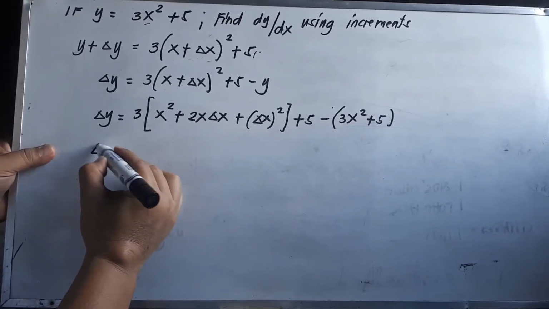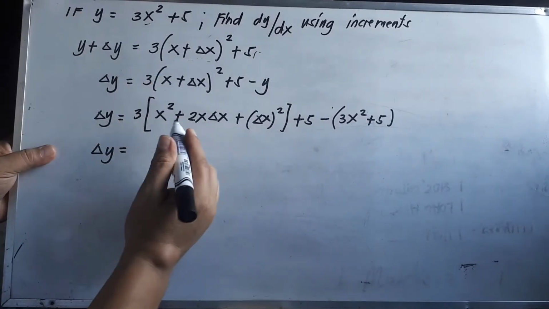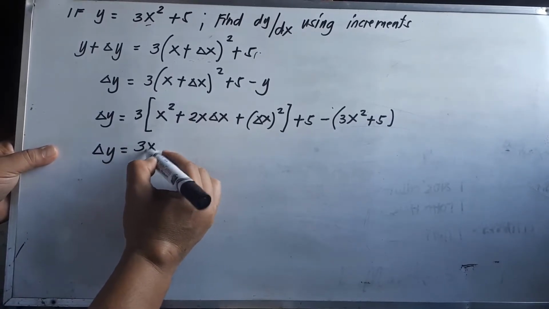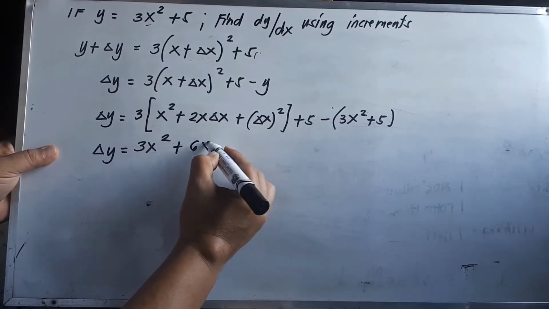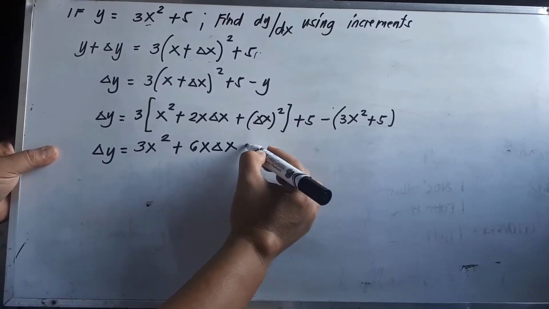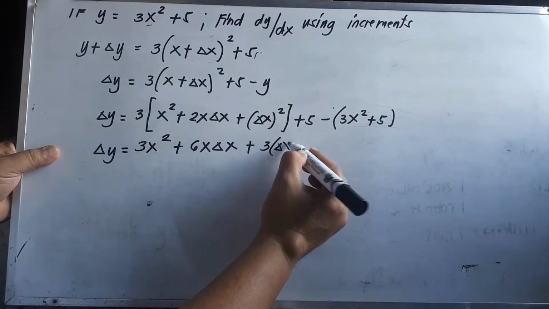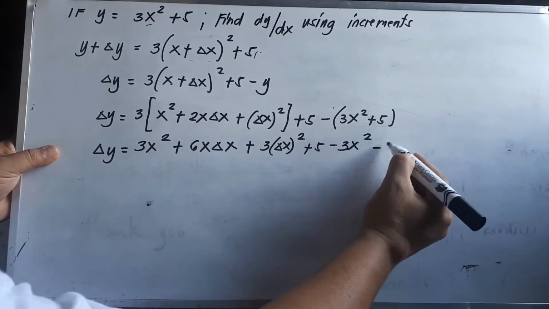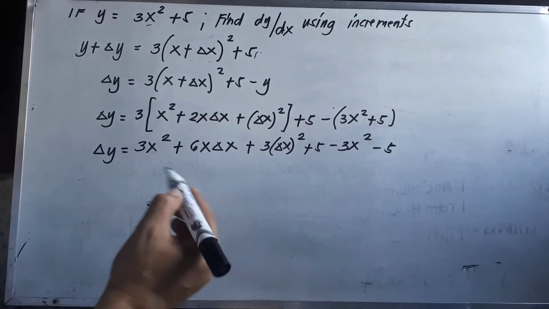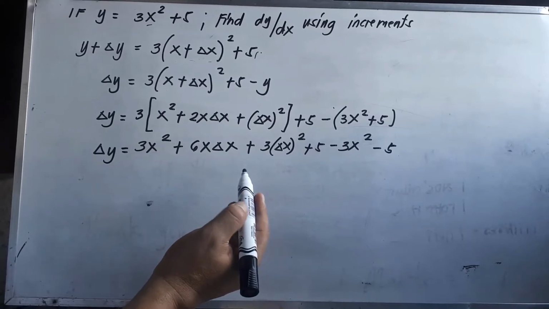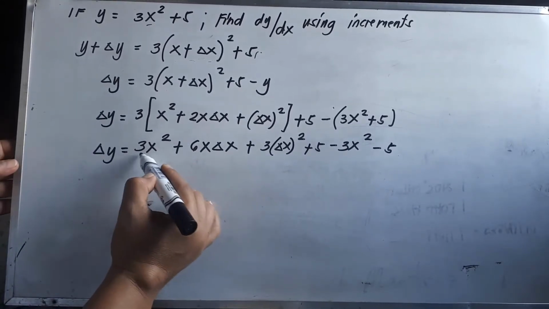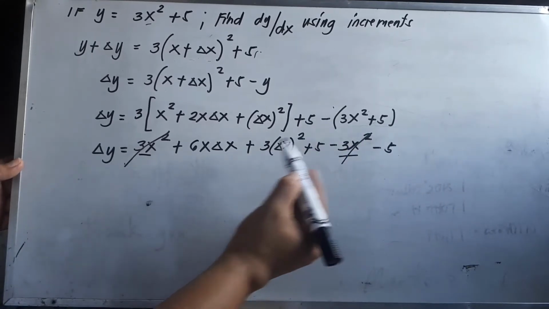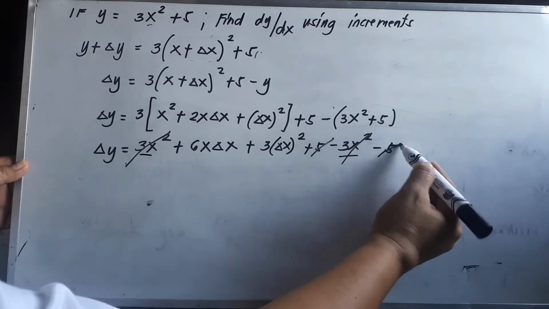Next thing to do is, of course, to simplify this one. Removing the parentheses and including the factor of 3 here, we have 3x squared plus 6x change of x plus 3 change of x squared plus 5 minus 3x squared minus 5. Next step is to cancel terms that are similar. We have 3x squared here and then minus 3x squared there; we can cancel it out. And 5 and negative 5 can be cancelled out.